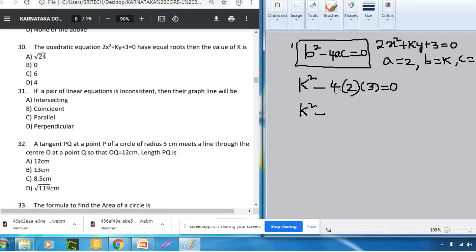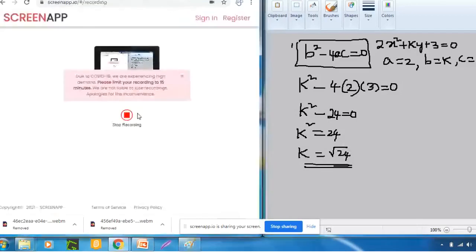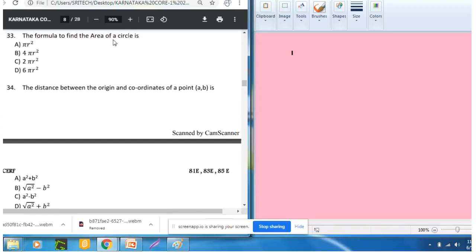K square minus 4 2s are 8, 8 3s are 24 is equal to 0. K square will become 24 and k will be root 24. Correct option for this question is A, root 24. 33rd question. The formula to find the area of a circle is. Such an easy and basic question. A, pi r square. Pi r square is the formula to find the area of a circle.